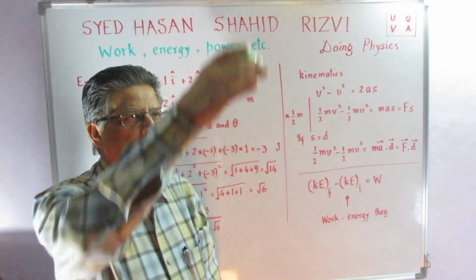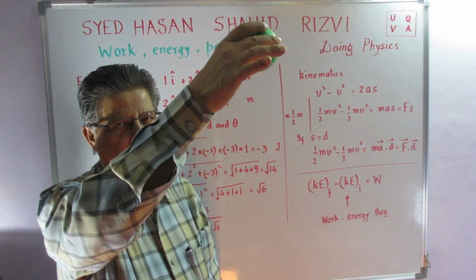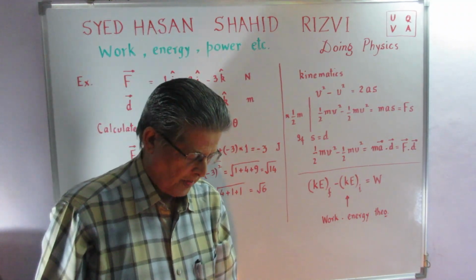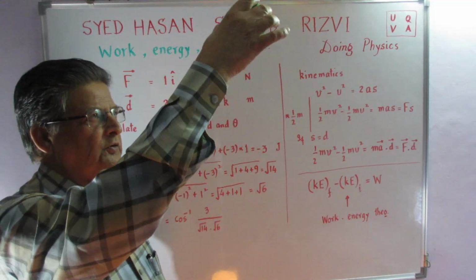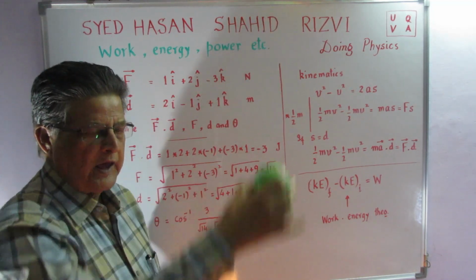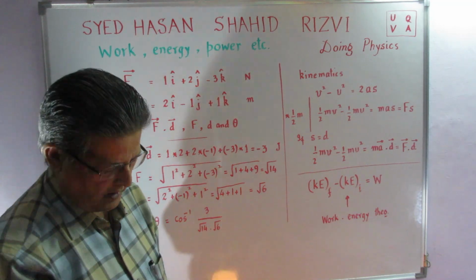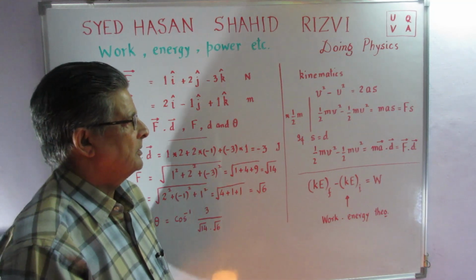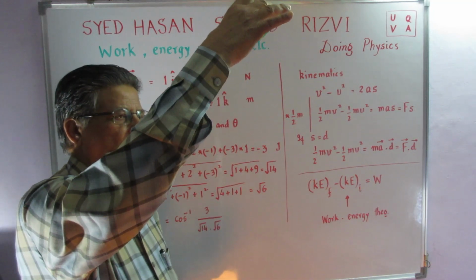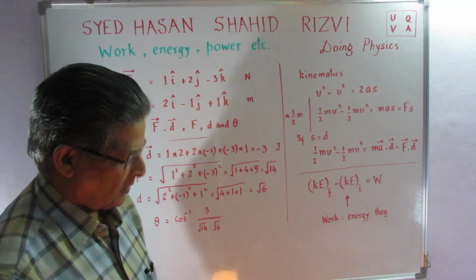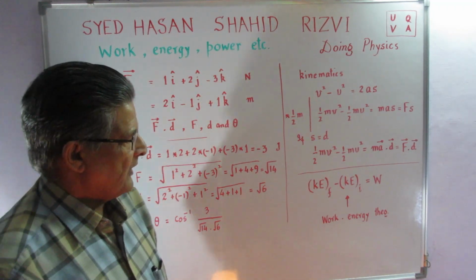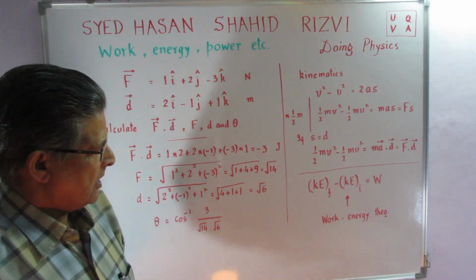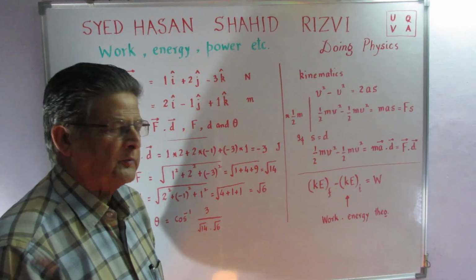vertical line at a height h, has a potential energy, and it has a kinetic energy which is equal to 0. The potential energy was mgh, where h is the height of the ball from the floor, and the kinetic energy right now is equal to 0. When it drops to the floor, it achieves a final velocity, and the kinetic energy in that case is equal to half mv square.